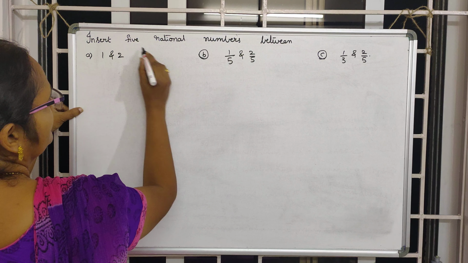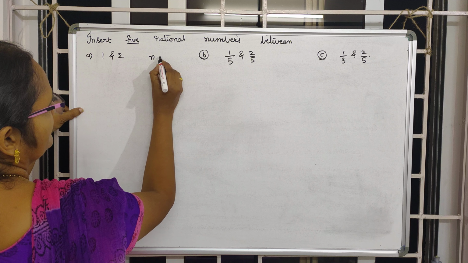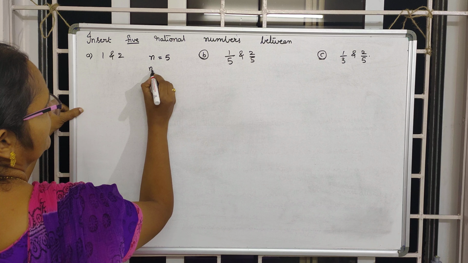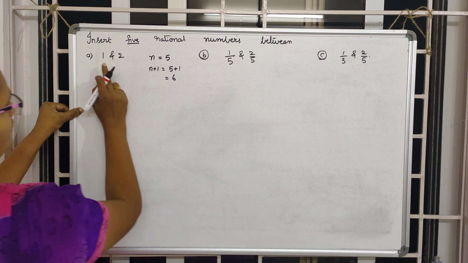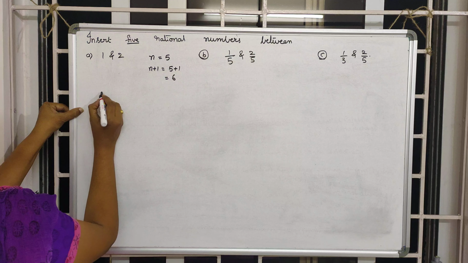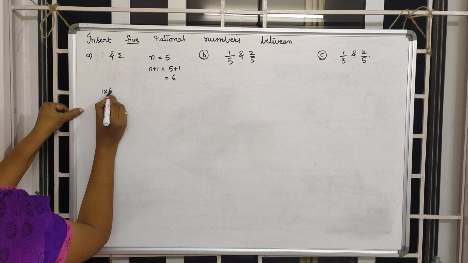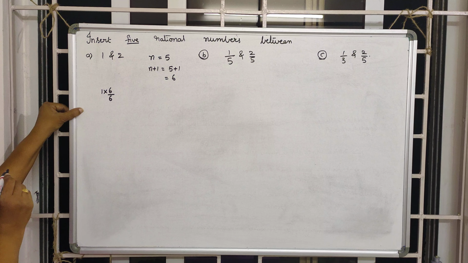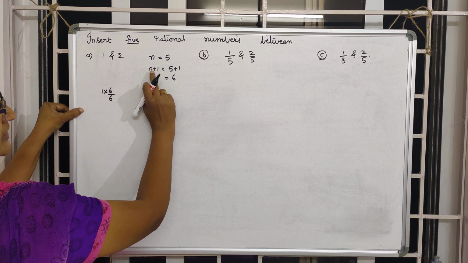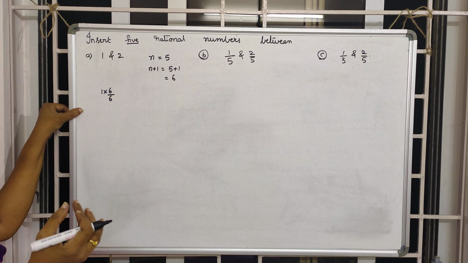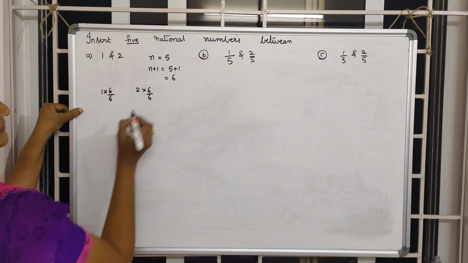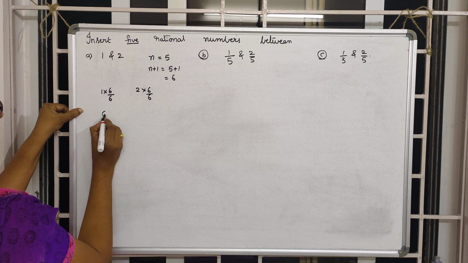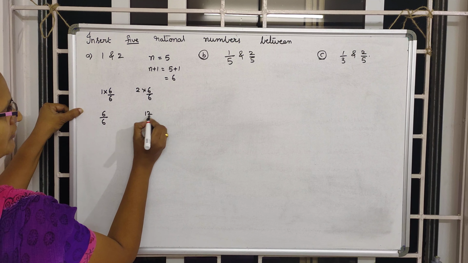Now here they're asking for 5, so I'm considering n equal to 5. Now I will take n plus 1 equal to 5 plus 1, which is 6. So I'm converting 1 in terms of 6. I'm going to multiply the numerator and denominator by 6 because they're asking for 5; n plus 1 becomes 6. This number also I'm converting, 2 into 12 by 6. The new numbers are 6 upon 6 and 12 upon 6.